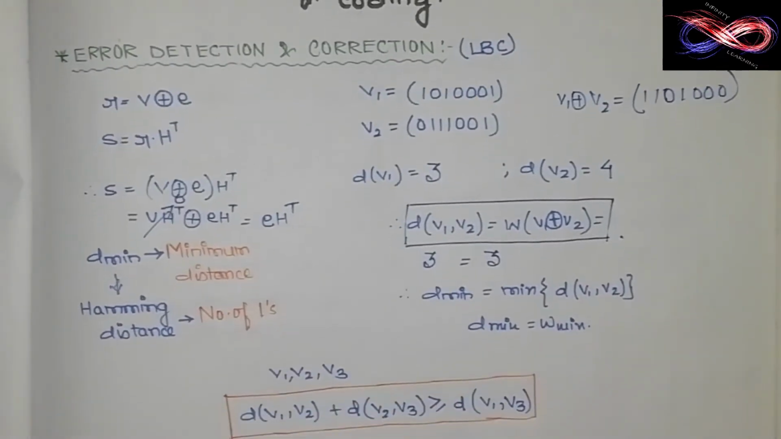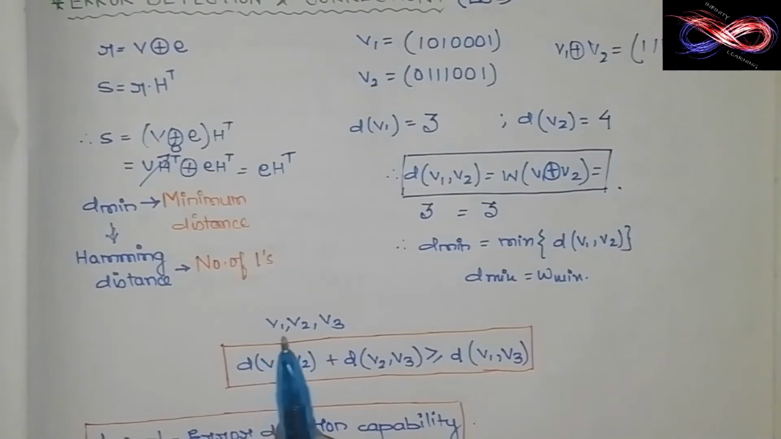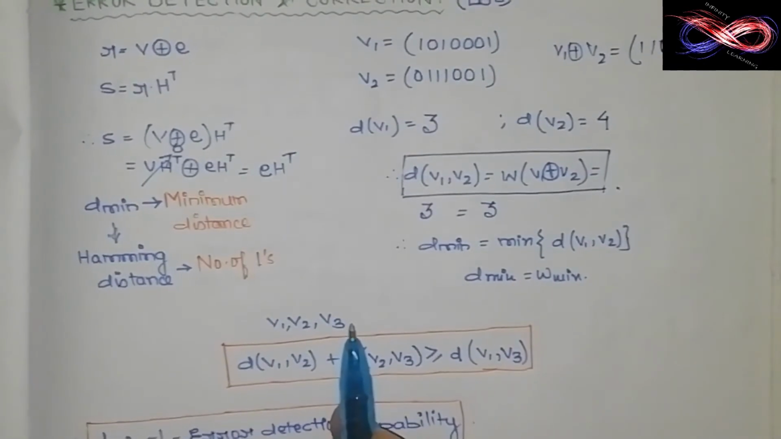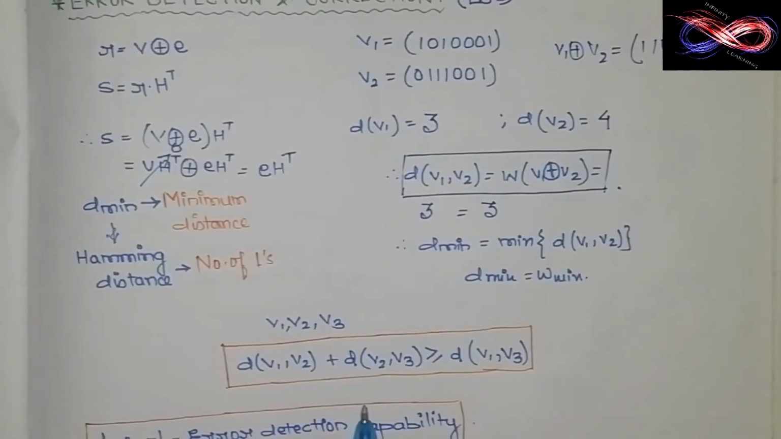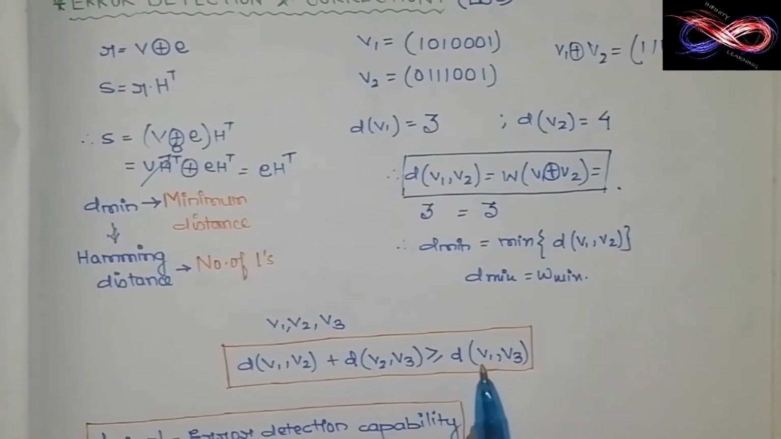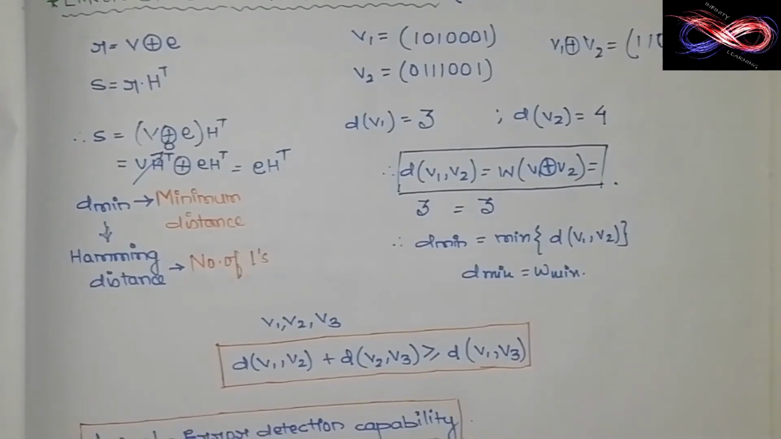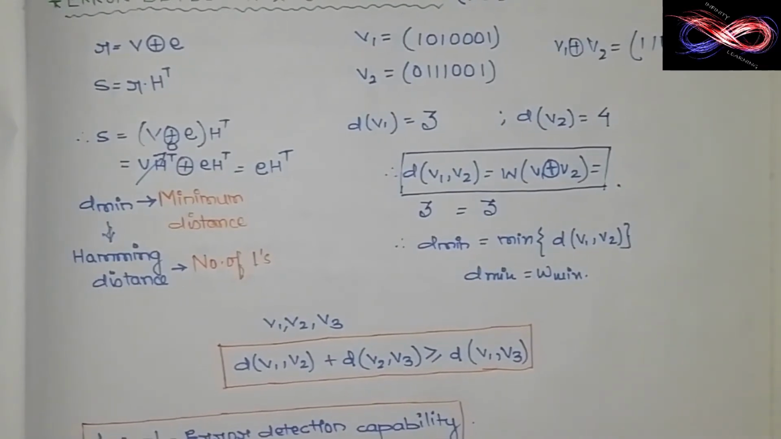Now if the case goes above and it becomes 3 variables V1, V2 and V3, there is an inequality which should be satisfied. So D of V1, V2 plus D of V2, V3 should be equal to or greater than D of V1, V3. So there are some terms related to the error detection and correction topic which we will discuss right now.